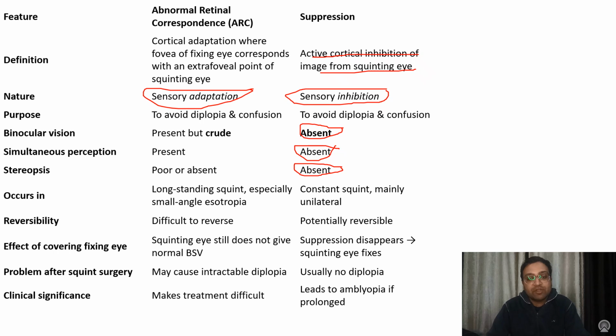All right, coming on to the problem after squint surgery, ARC causes intractable diplopia, and if the patient has suppression, there is usually no diplopia. It might lead to amblyopia if treatment is prolonged. Okay, so these are the major differences which we should remember. ARC is a cortical adaptation. Suppression is an inhibition. In inhibition, there is no binocular single vision, and there is no simultaneous perception, and hence stereopsis is also absent.